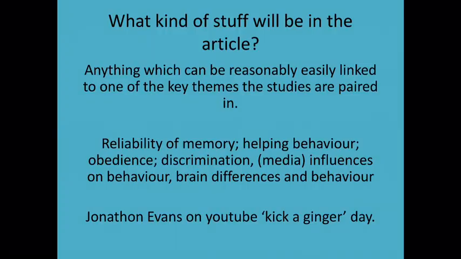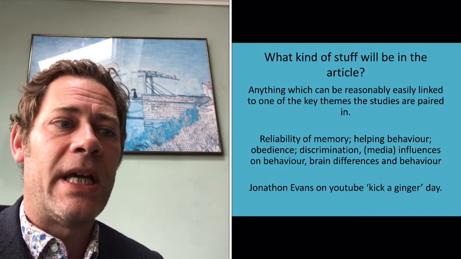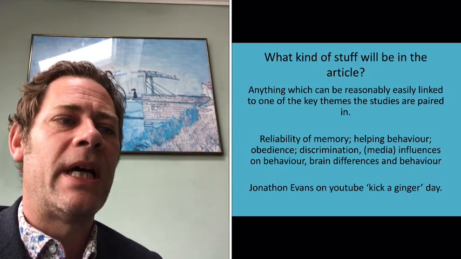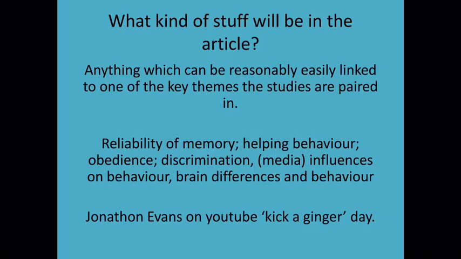So you've got this mystery article. What kind of stuff will be in it? Well, as a whole, it'll be anything that can reasonably easily be linked to any one of the key themes that you've done. In the past, we've had articles on reliability of memory, helping behaviour, obedience, discrimination, influence on behaviour, particularly media influence on behaviour. One that could come up is brain differences in behaviour.